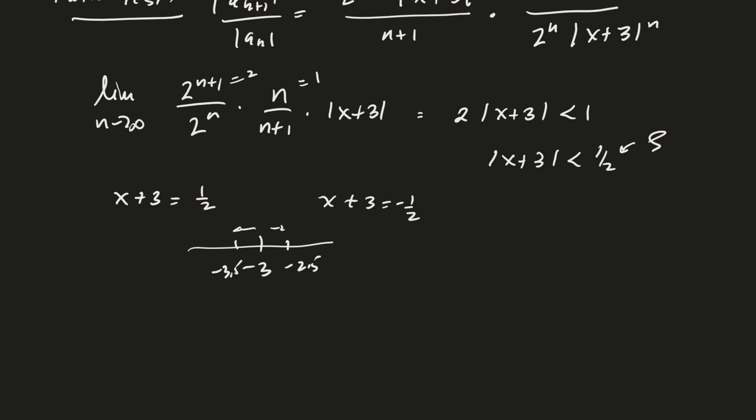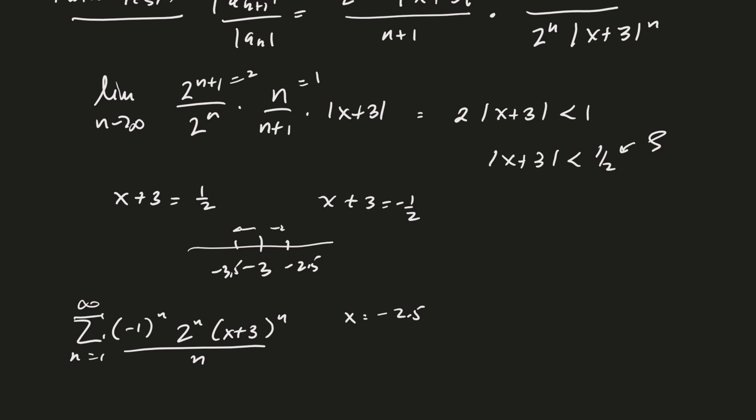Okay, so now if I put that back into my series, that's 2^n (x+3)^n divided by n. If x is equal to minus 2.5, what happens? This becomes a 1/2 to the n. The 2^n's cancel, and you're left with (-1)^n.